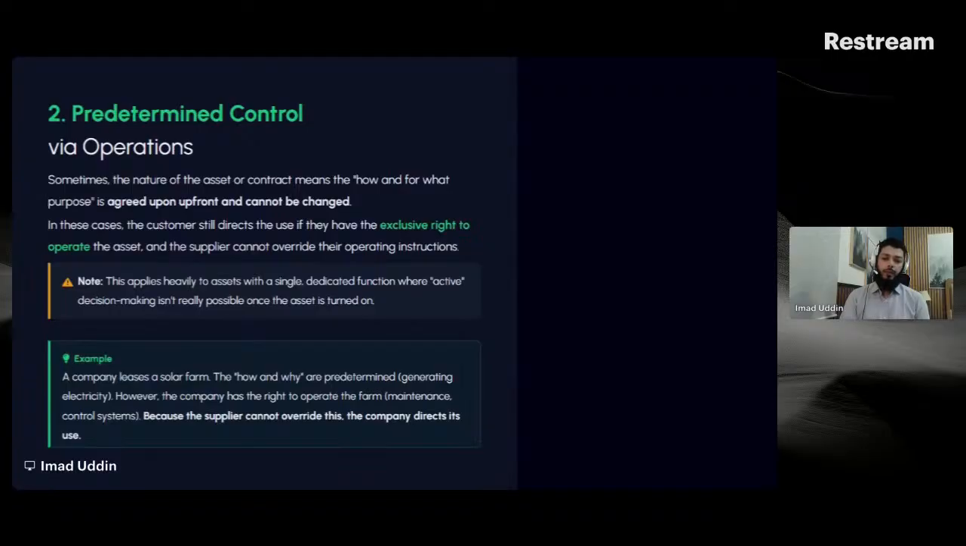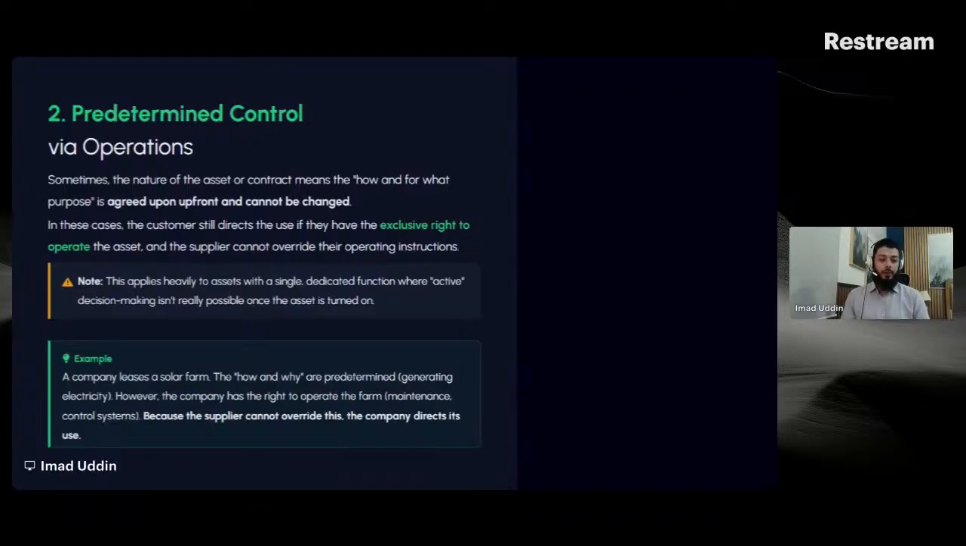So let's say it's a particular furnace that's used to melt particular kinds of metals to produce combustion engines. That furnace can be used once they've started. It would be used for that particular purpose, and so the operational control is with the lessee, and therefore the lessee has the control. Here is another example. A company leases a solar farm, and the how and why are predetermined, which is generating electricity. However, the company has the right to operate the farm.